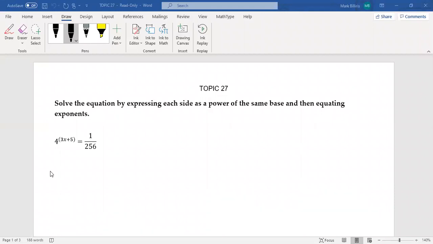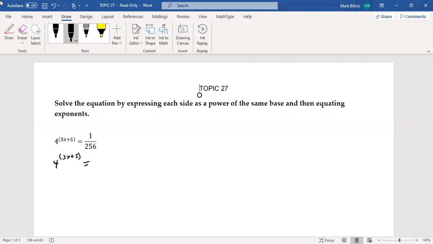Solve the equation by expressing each side as a power of the same base, then equating exponents. So again, what we're trying to do here is express each having the same base. And there's a couple different ways to do it. In this case, I'm going to keep them both in base 4. So the first is 4 raised to the 3x plus 5 equals 1 over 256.